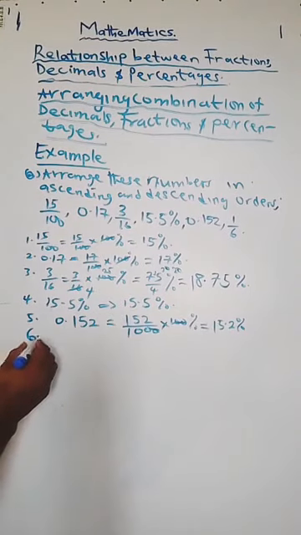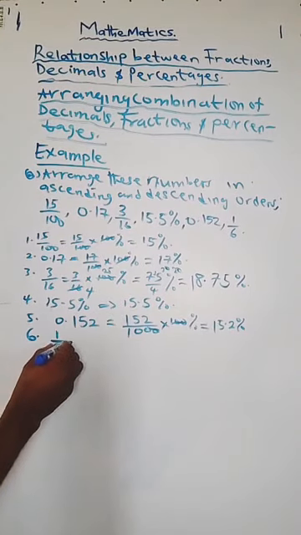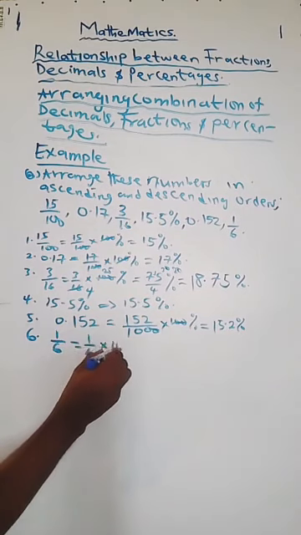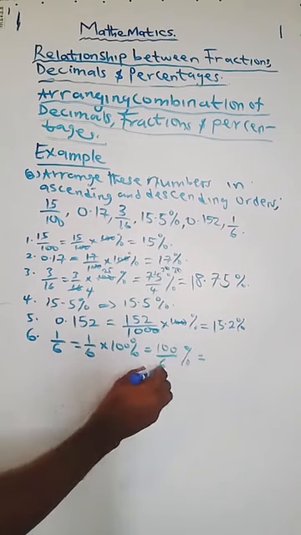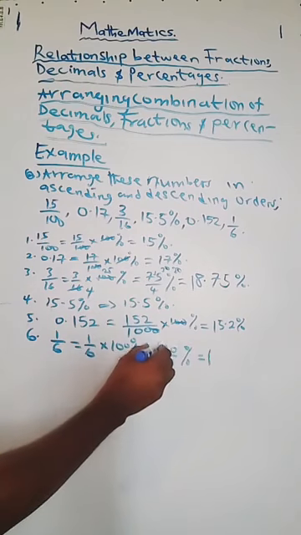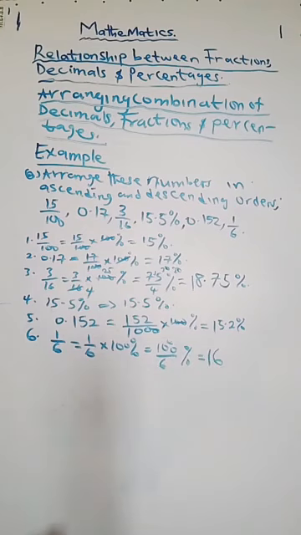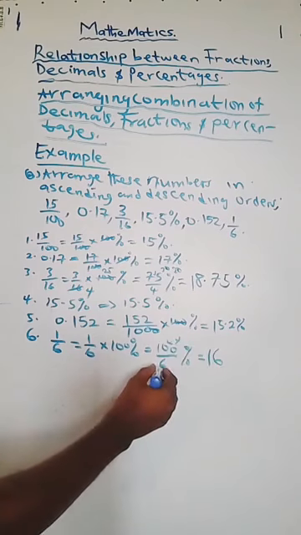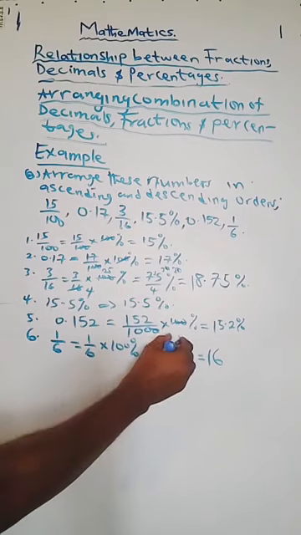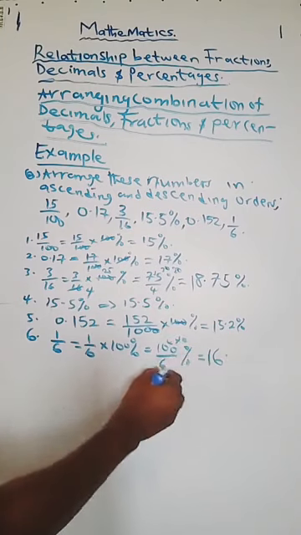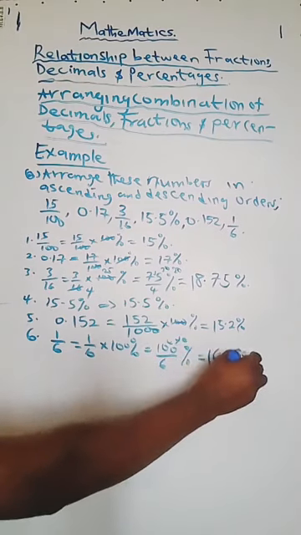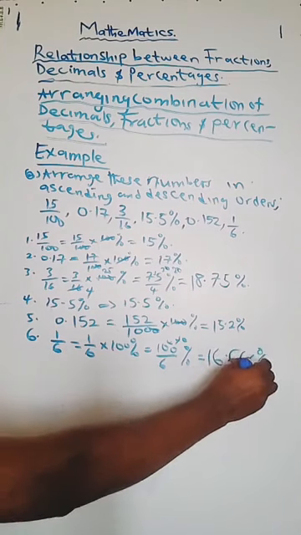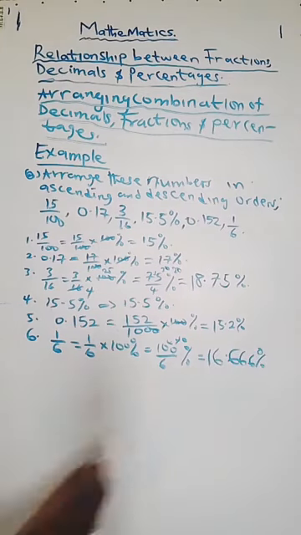Number 6, 1 over 6. So convert it to a percentage, 1 over 6 times 100%. So this is 100 over 6%. How many 6 can we see in 10? 1. We have 4 left. This is 40. How many 6 can we see in 40? 6. That is 36. We have 4 left. How many 6 can we see in 4? It's not possible, so we add 0. How many 6 can we see in 40? That's 6. 4 again, 6. 4 again, 6. To continue, this is what we call a recurring decimal. So these are the numbers in percentages.